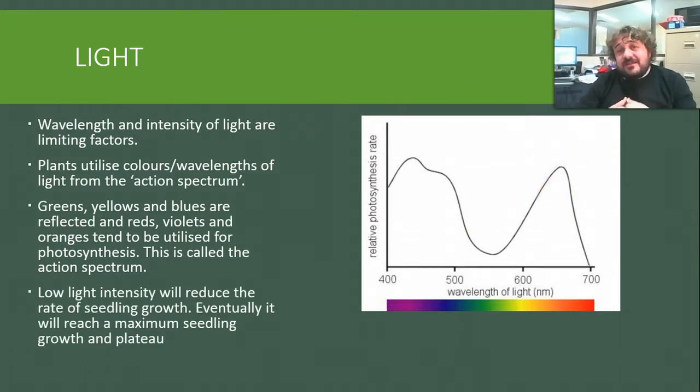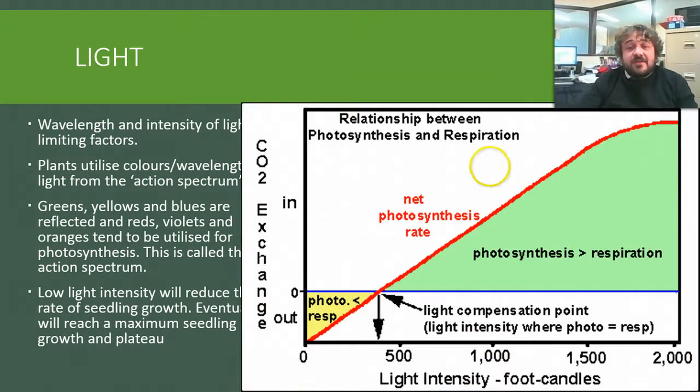Now, low light intensity will also reduce the rate of seedling growth. If you don't have enough light, it won't be able to grow. It might germinate, but it won't be able to grow. And if you keep pumping in more and more light, you'll eventually reach maximum seedling growth and plateau, which means something else is limiting the growth of those seedlings. Something else has become a limiting factor. And we see that here. Light beneath, this is just a unit of light. It's not the unit we use, but you'll get the point.